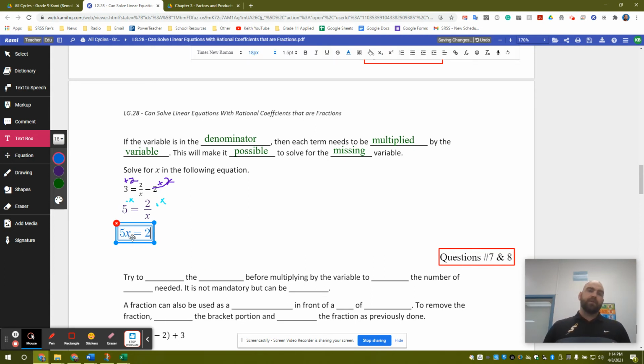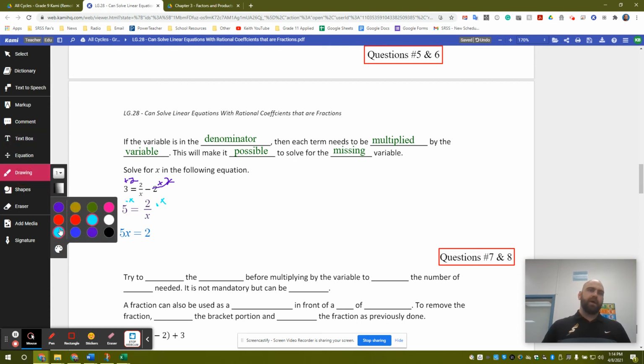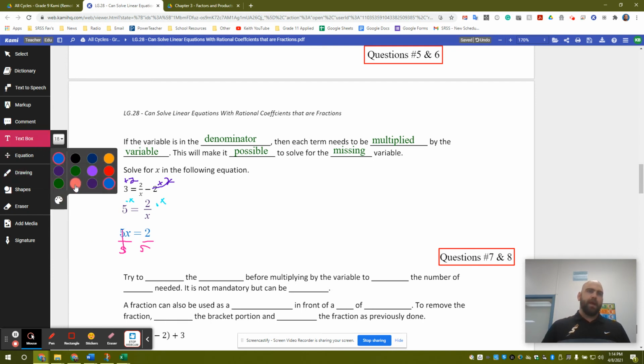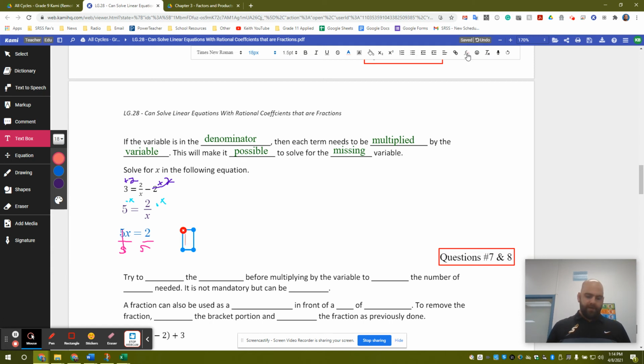So now you'll see we've gotten the x out of the denominator. It's now in a regular position. And so we can now solve for x by dividing, the same way that we have numerous times before. We divide this one by 5. We divide this one by 5. These 5s are going to cancel out. And I'm going to slide it over here. We're going to have x is equal to 2 over 5. x equals 2 over 5.